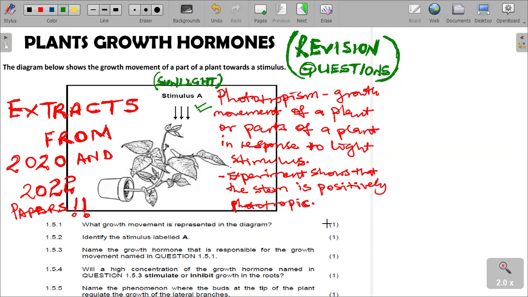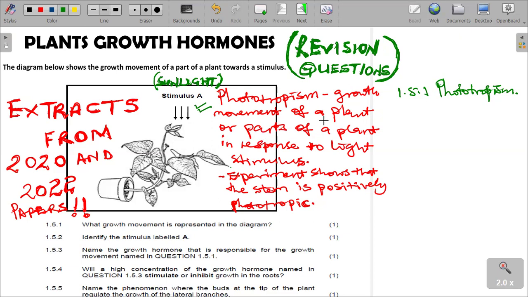So the first question asks what growth movement is represented in the diagram. Question 1.5.1: the growth movement represented here is phototropism. We see that the stimulus is coming from on top of the plant, exerting its sun rays or light energy on top of the plant. Hence, we call that phototropism.